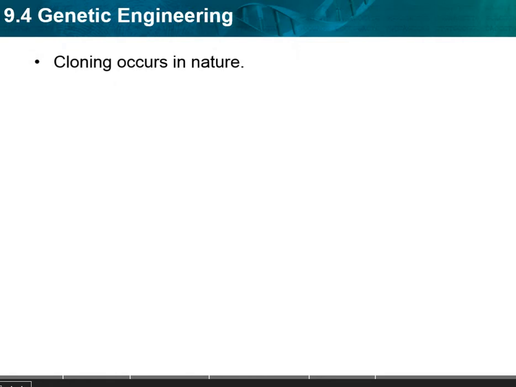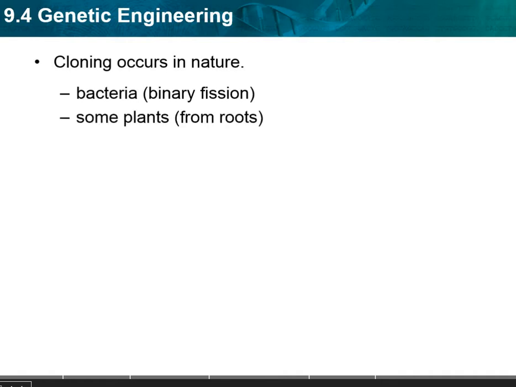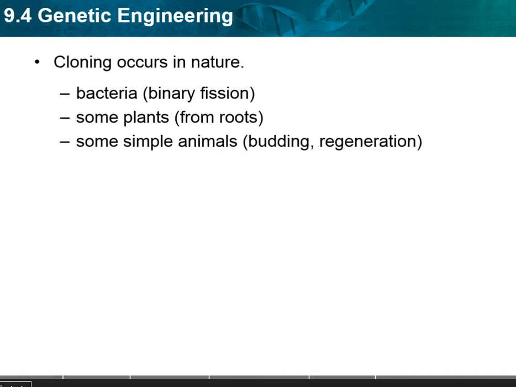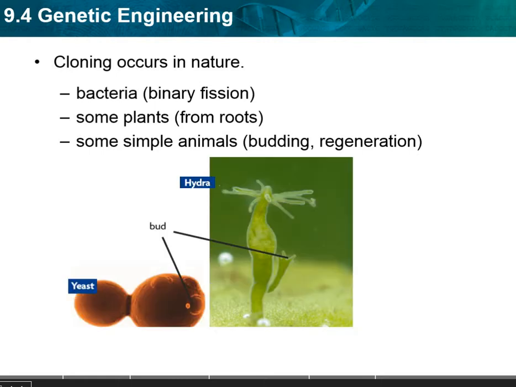This sometimes happens in nature. So bacteria clone themselves. Some plants do that, so you can grow an identical plant from the root of some of them, and some simple animals can do budding or regeneration. So those are things that can be done naturally. That right there is showing you examples of simple animals that are doing that.